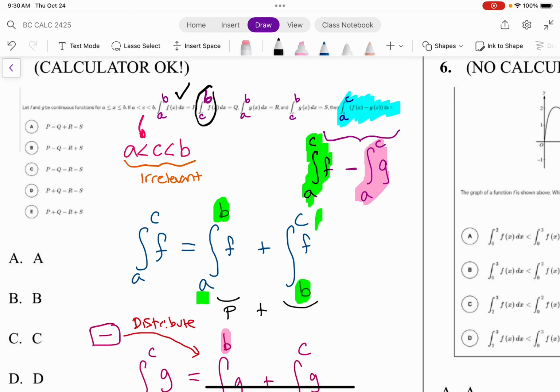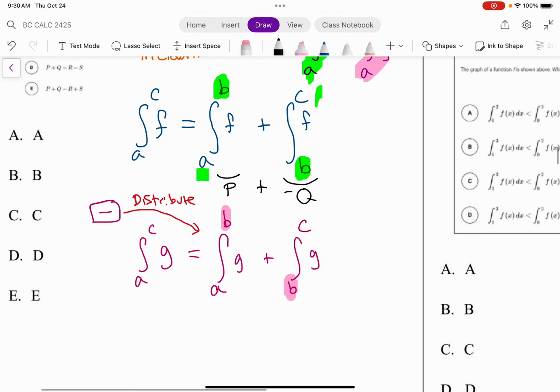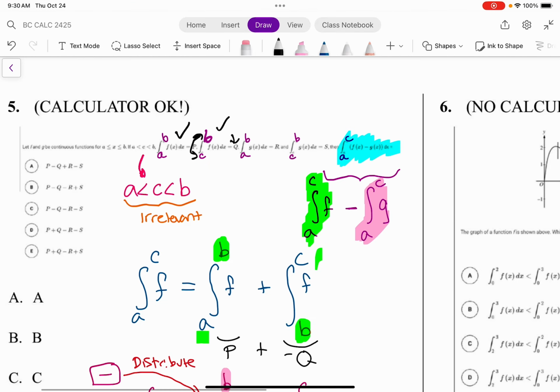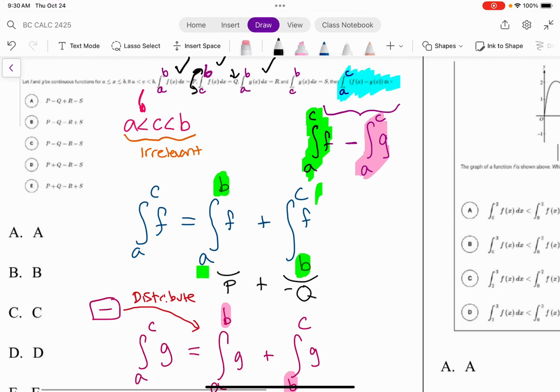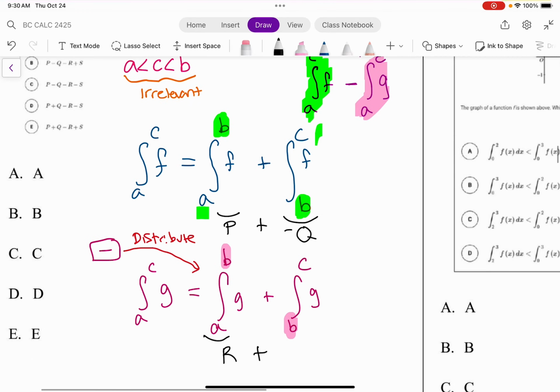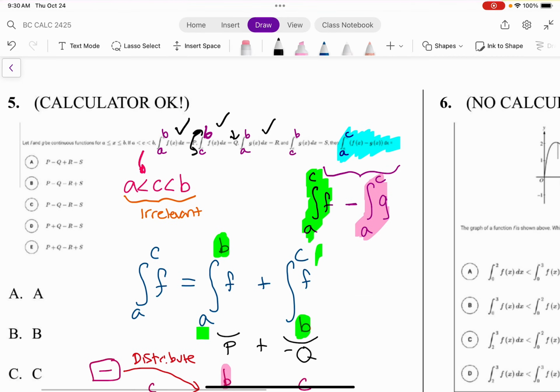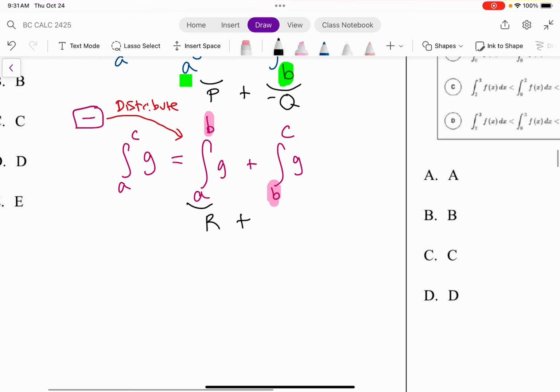But I wouldn't write anything. This could be done mentally. If you just flip these limits of integration, you can just negate the value down here. So that will become a negative q. So this is negative q. So that part's done. Now let's go down to g. Integral from a to b, they told us that's r. That's directly given information. And then plus the integral from, again, same thing. They gave us the integral from c to b. We want the integral from b to c. So just flip these, and that'll become a negative s.